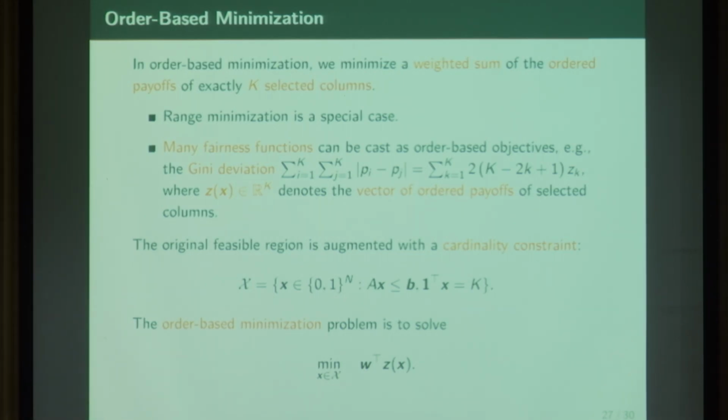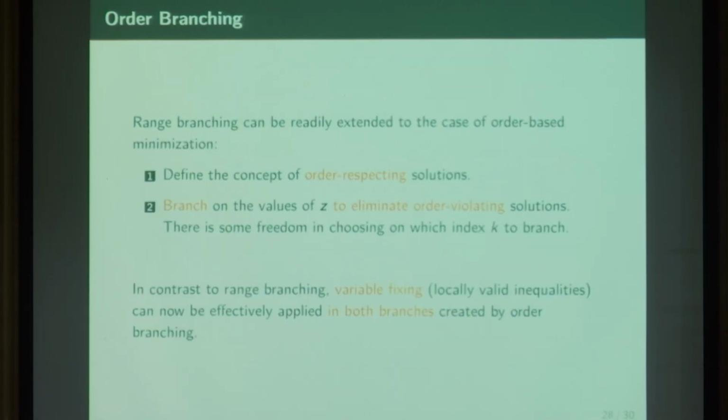For our case, it was kind of an easy extension because the K pieces are exactly the K vehicles that we are using, but it can be a general situation. So order branching is very similar to the range branching that I defined before. You just have to take into account every piece. And the good news is that now you are able to do variable fixing not only on one side of the branching, but in many of the possible ones, in both sides of the branching.